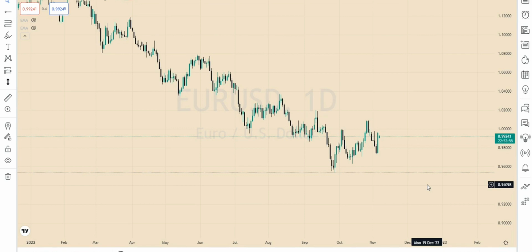Today we are taking a look at EURUSD, and we are continuing our series from yesterday on what I posted concerning how to use a Sunday candle to catch a trade.